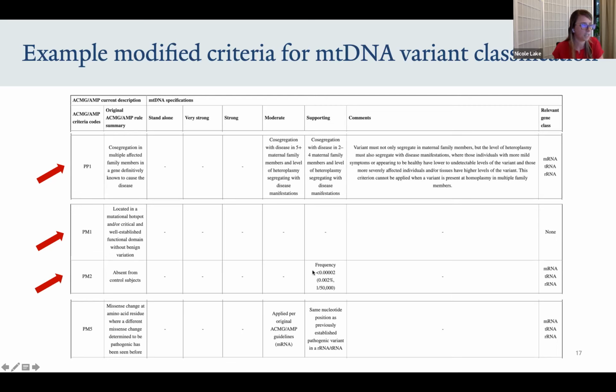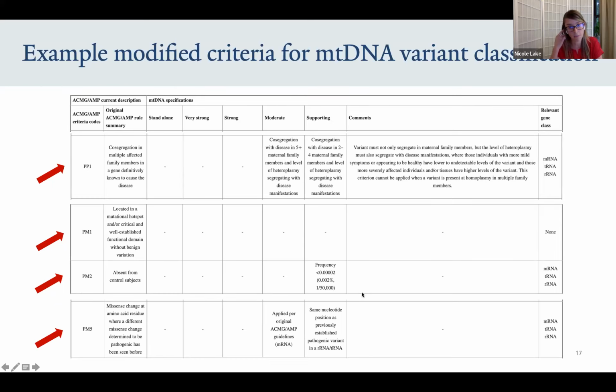They've also suggested a slightly different allele frequency for providing evidence of pathogenicity. So in the nuclear genome, it's suggested that it should be absent from the population databases to provide evidence. But in the mitochondrial genome, they're suggesting that an ultra rare frequency of around 1 in 50,000, that any variant below this can be assigned pathogenic supporting criteria.